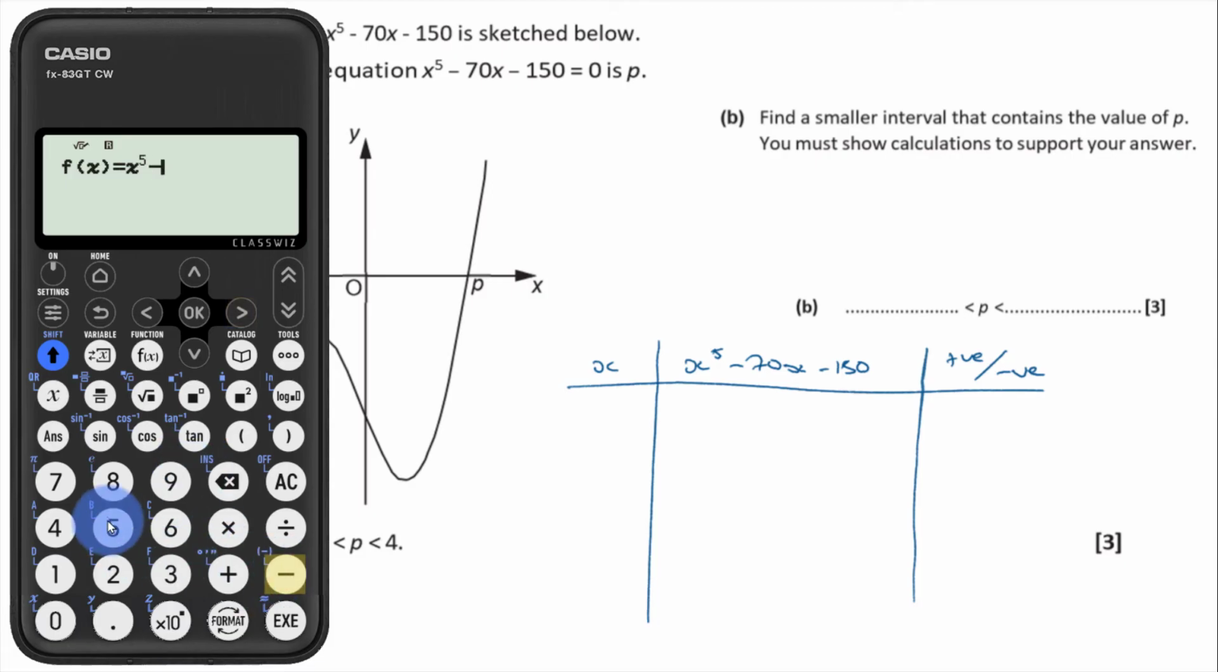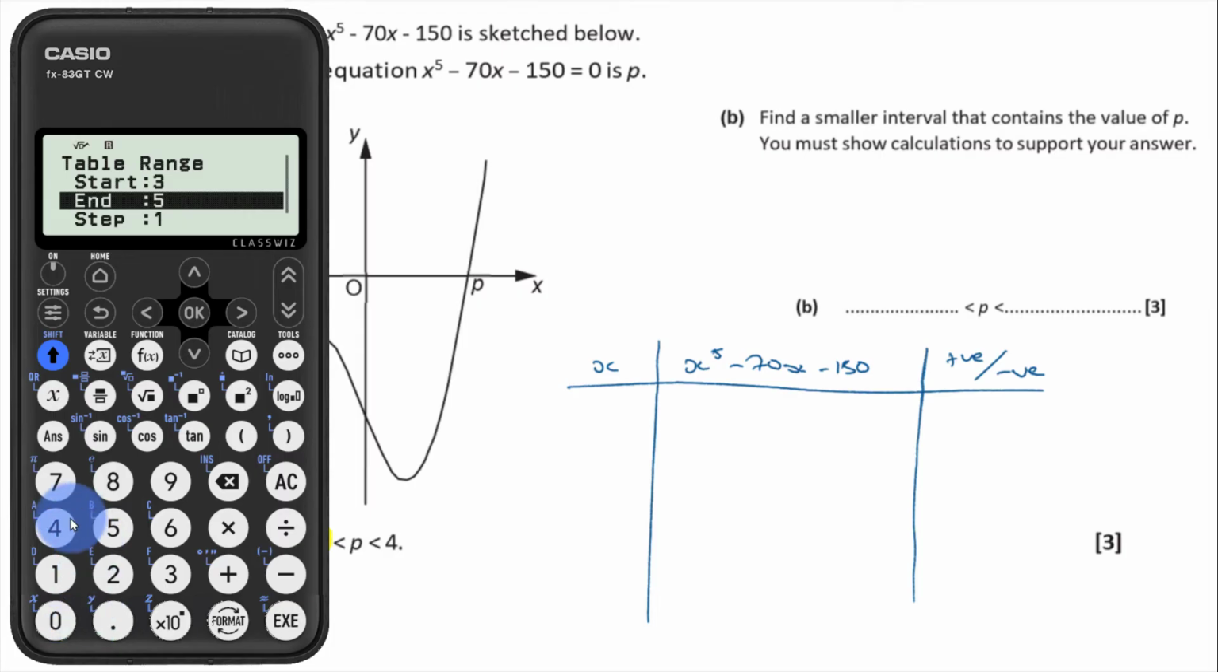So x to the power of 5 minus 70x minus 150. Okay, so once I've got the function typed in, I then need to put the range in. So I'm going to press the option key again, and I'm going to go to the table range. Now for my table range, I'm going to start at the lower value they asked me to test, which is 3.